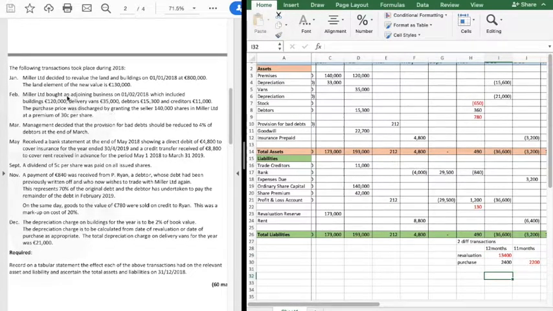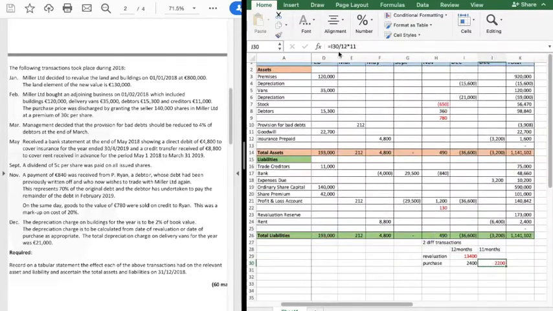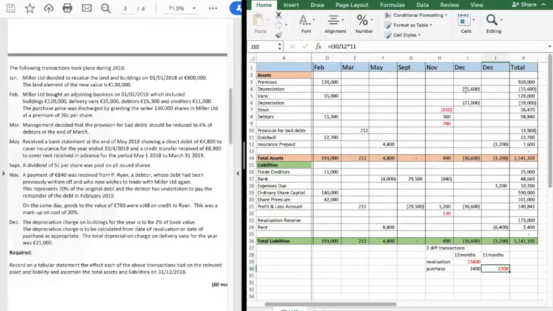In February, we bought an adjoining business, and the buildings were worth 120,000. So that 120,000, we get 2% of that, and that gives us €2,400. But we did not have that for the full 12 months. We only had it for 11 months, and therefore we need to divide by 12 and multiply by 11 months. And therefore we get the 2,200 of the actual depreciation. Our final figure then is made up of the revaluation depreciation amount plus the purchase depreciation amount, which adds up to 15,600.